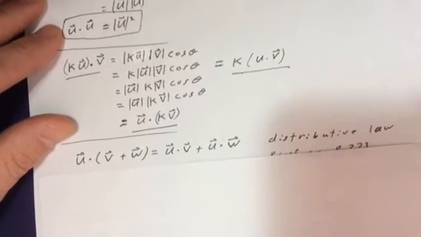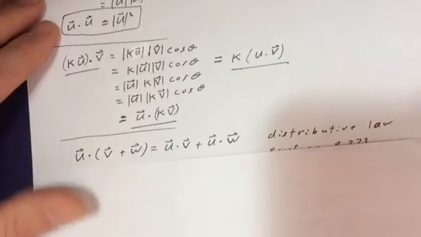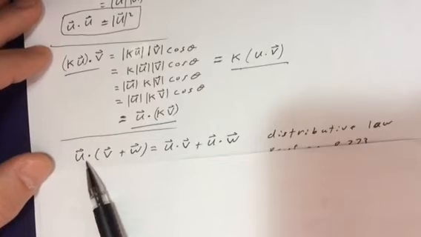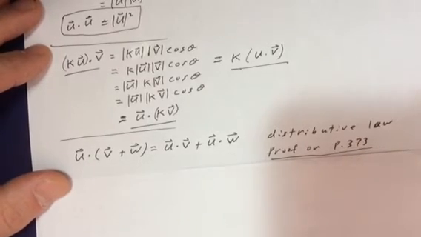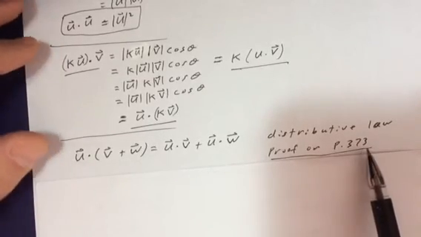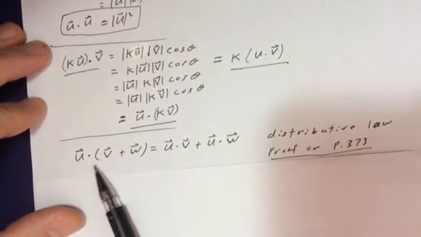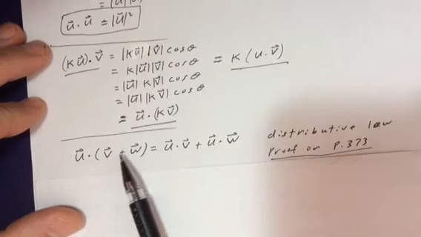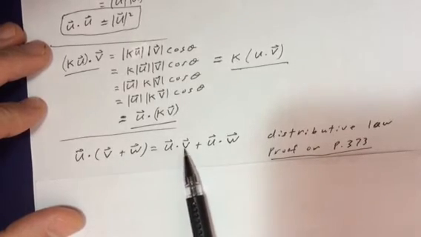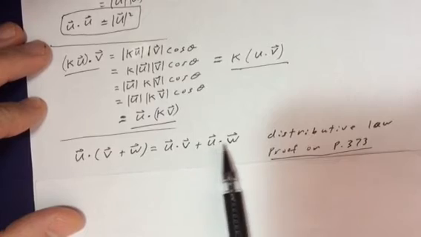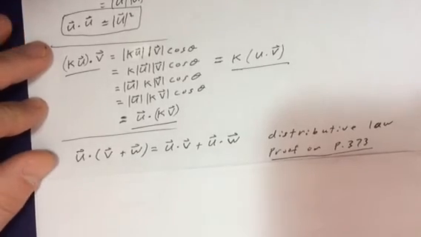And then we have the distributive property. This one is a little longer to prove, so I'm going to direct you to page 373 in the textbook to look at the proof. I'm not going to walk through it here, but we have the distributive property for the dot product of vectors: u dot (v plus w) equals u dot v plus u dot w. So that's nice to have.